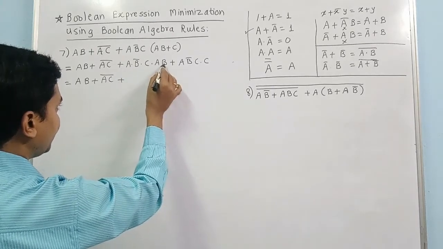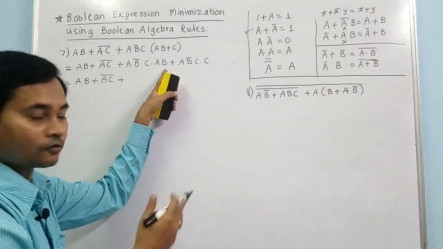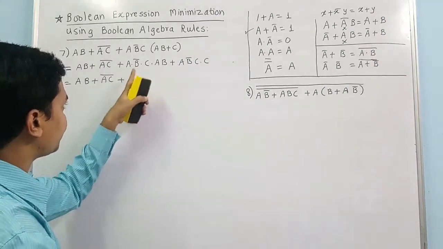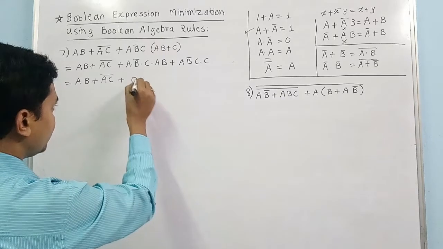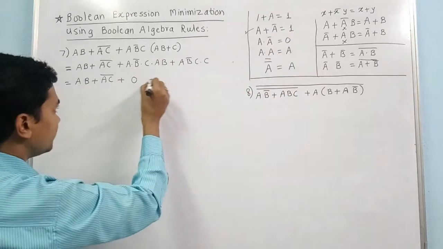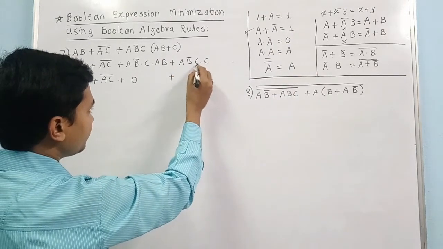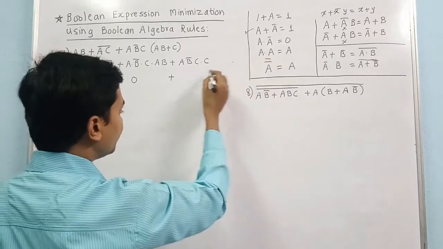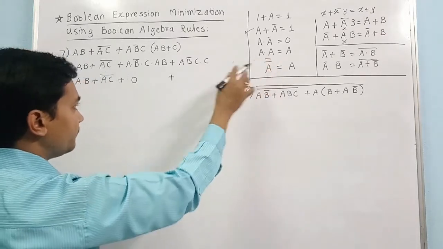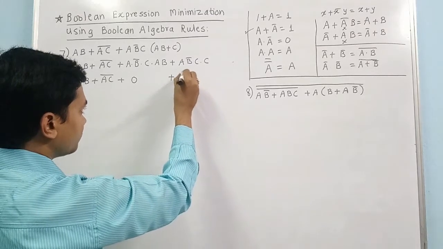So b dot b bar is what? 0. If b is 1, then b bar will be 0, and 0 into anything is 0. So here you can see the rule a dot a bar is equal to 0. Next plus, then c dot c is what? c dot c means a dot a, so here the variable value will be the same. So a b bar into c.